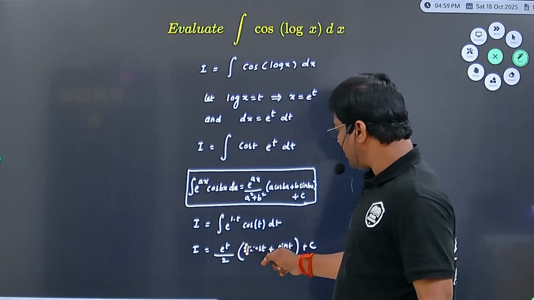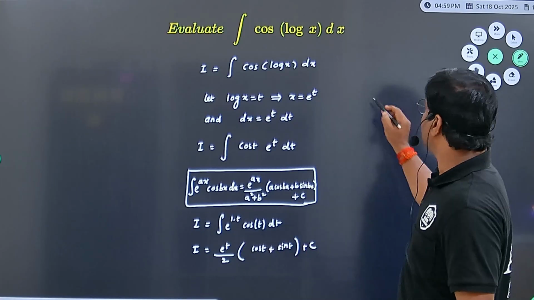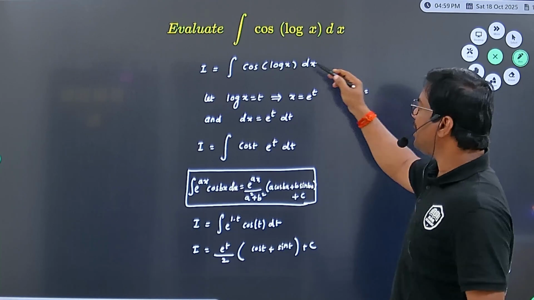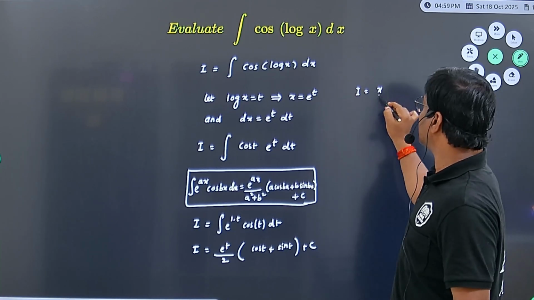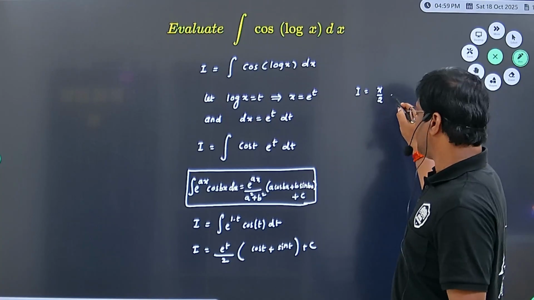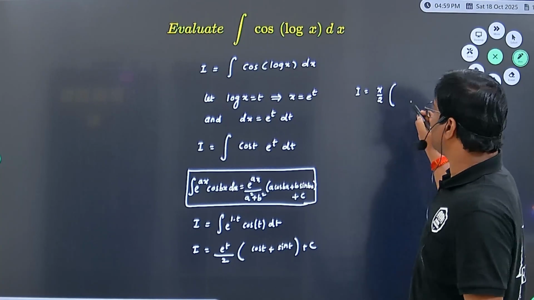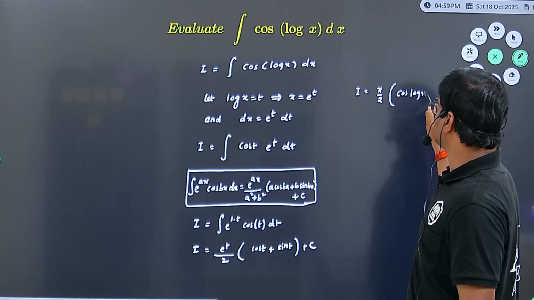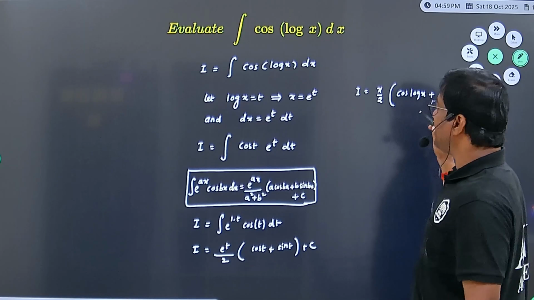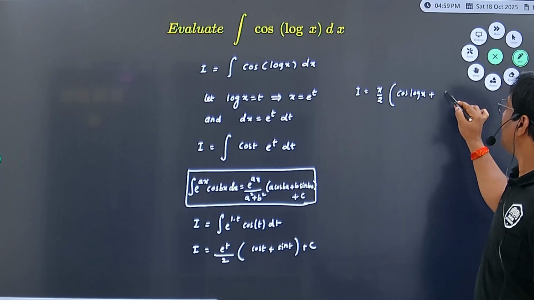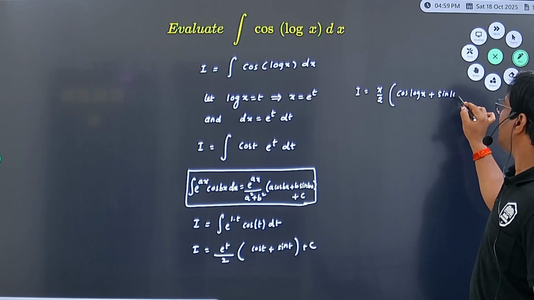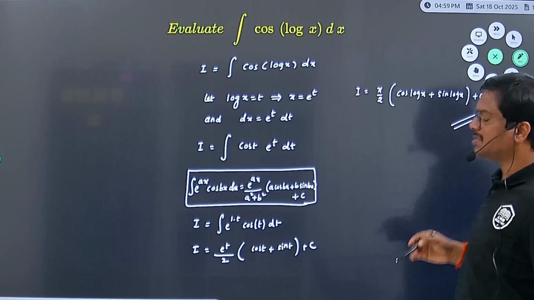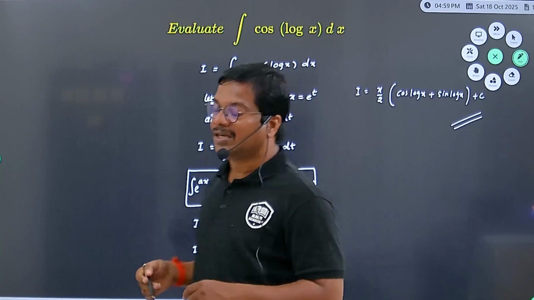No need to write 1 here, 1 into cos t is again cos t. Therefore, the value of I you can now write as e power t by 2, e power t value x by 2, next cos t, that is cos of log x, next plus sin t, that is sin of log x, plus c. This is the integral value of the given one.